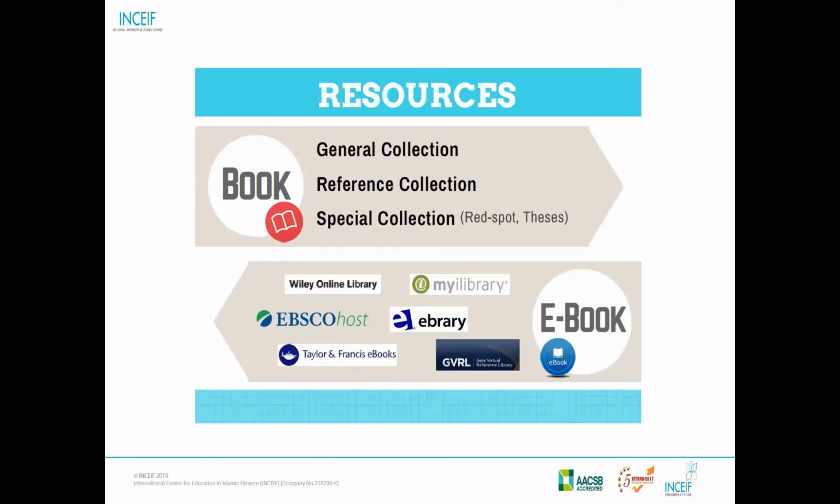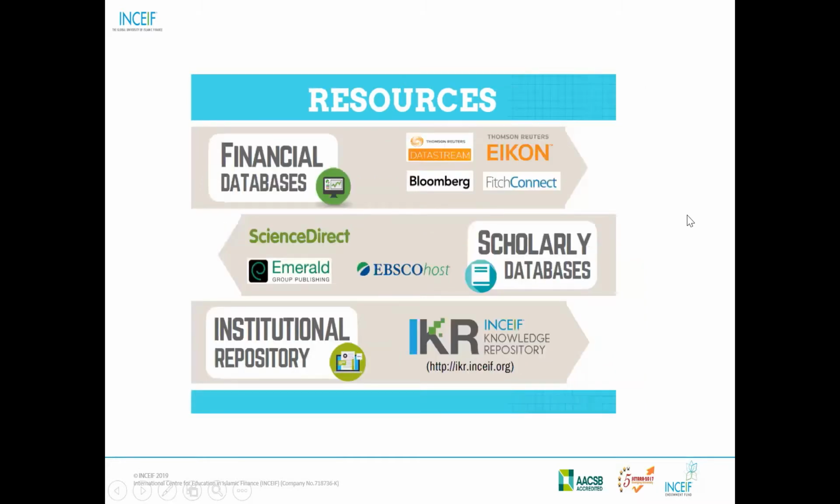Okay. So first of all, our resources or our collection. Basically, like other libraries, we have the print collection and the online collection or the electronic collection. So for books, we have general, reference, and special collections. Special collection refers to the red spot and thesis. And the content that I will touch on is on the ebook sites and also the scholarly database sites.